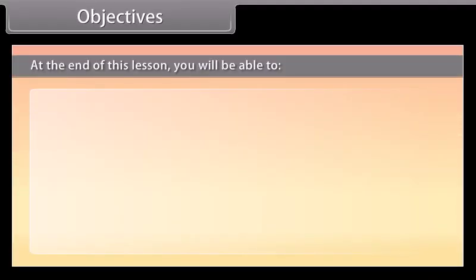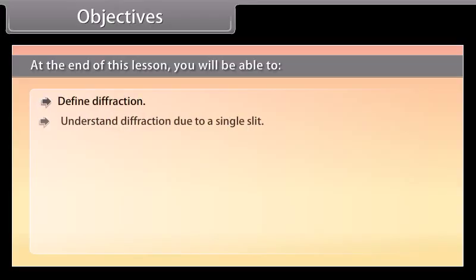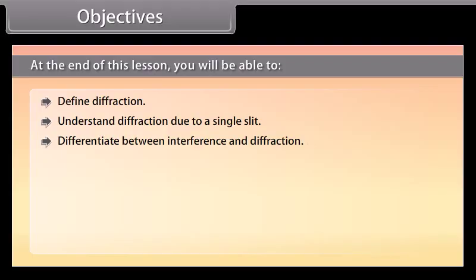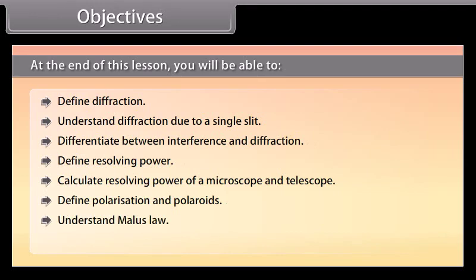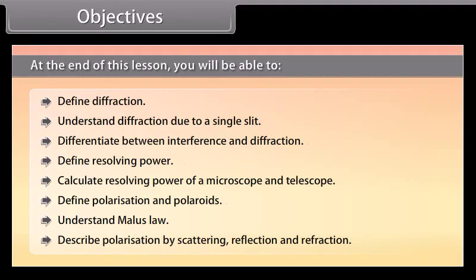Objectives. At the end of this lesson, you will be able to define diffraction, understand diffraction due to a single slit, differentiate between interference and diffraction, define resolving power, calculate the resolving power of a microscope and telescope, define polarization and Polaroids, understand Malus' law, and describe polarization by scattering, reflection and refraction.